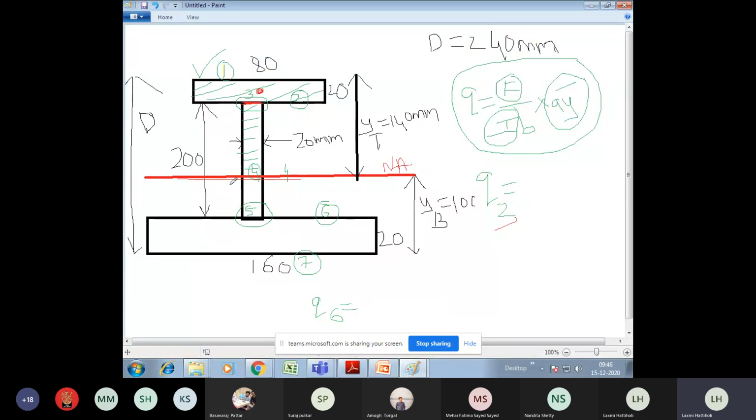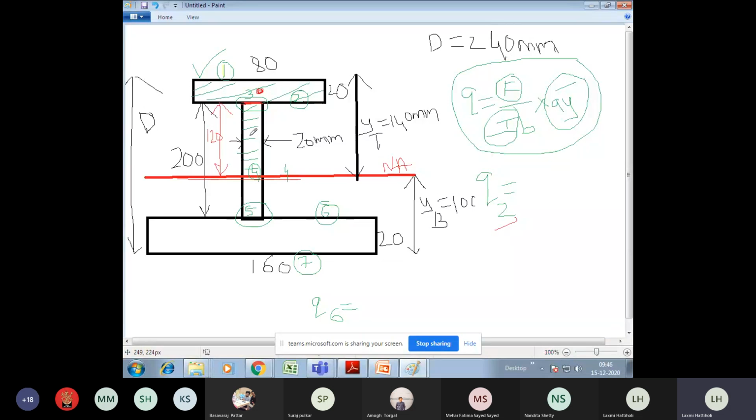Can you tell me what is the area? First of all, you should know what this distance is. Is it 140 minus 20? Am I correct? Yes, 120, very correct. So what is the area for this web? It is 120 into 20. Am I correct? Yes, ma'am. Right. So 120 into 20.